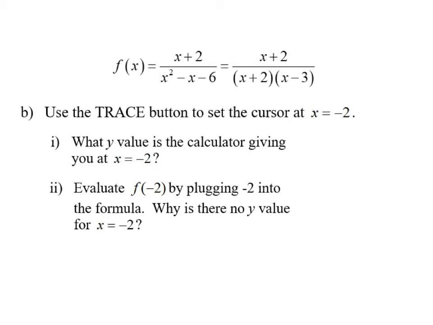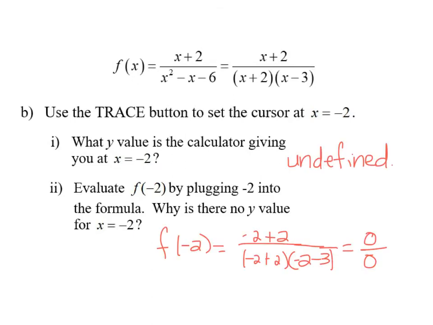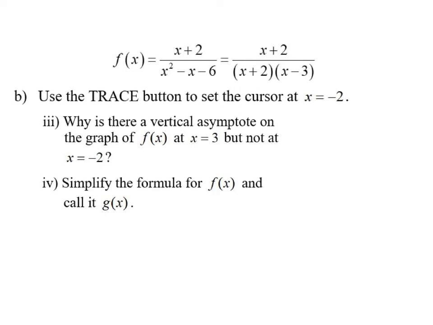All right, is this what happened? Hopefully you saw your calculator say undefined at negative 2. And we can see why when we plug the negative 2 in. Once again, we'll have 0 in the denominator, and that would make this undefined. But notice we did also have 0 in the numerator. Perhaps I have these two parts backwards a little bit. I asked the question why.